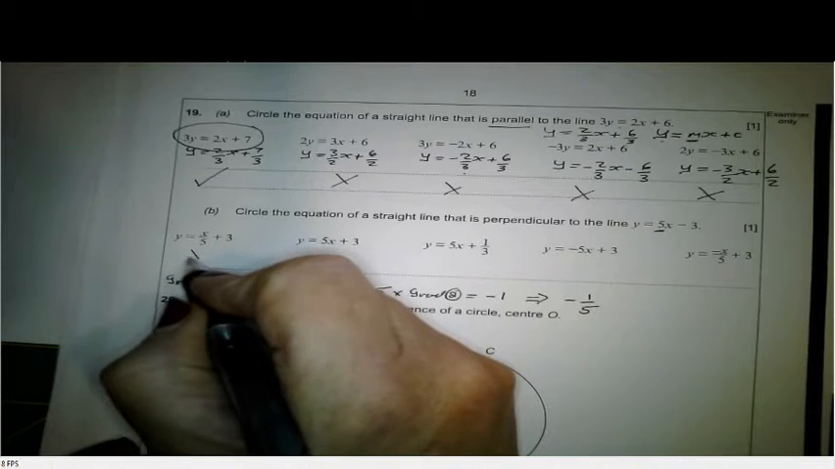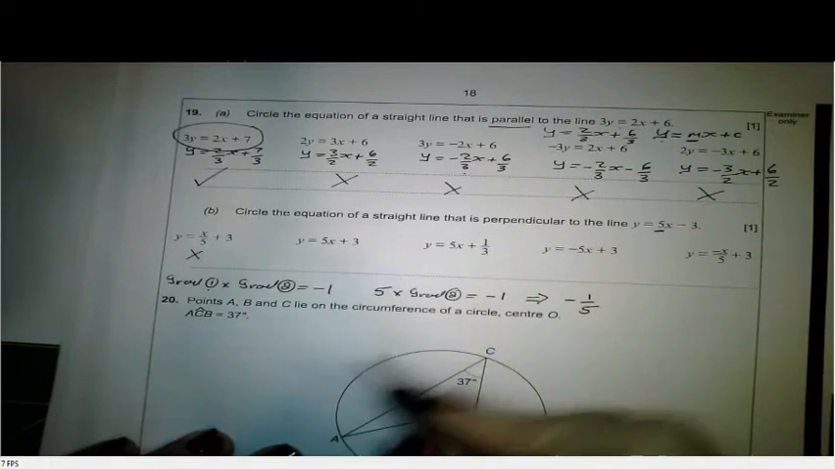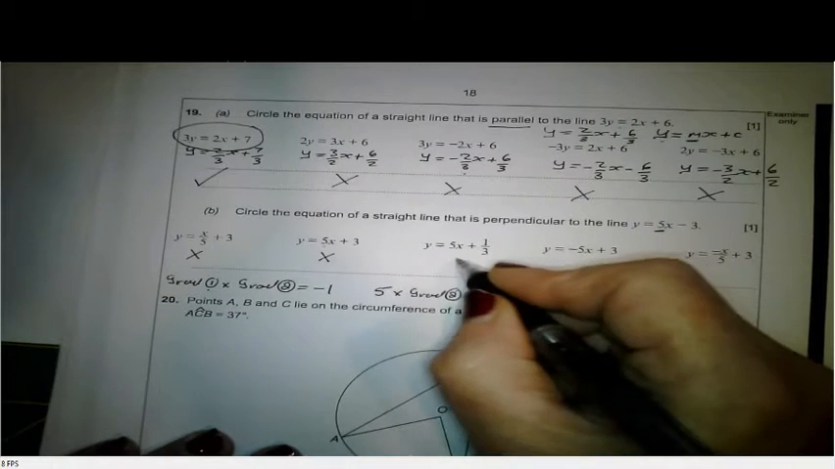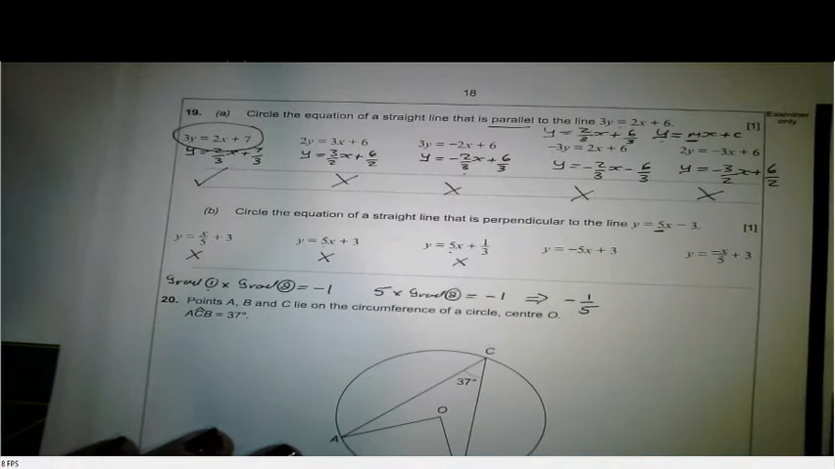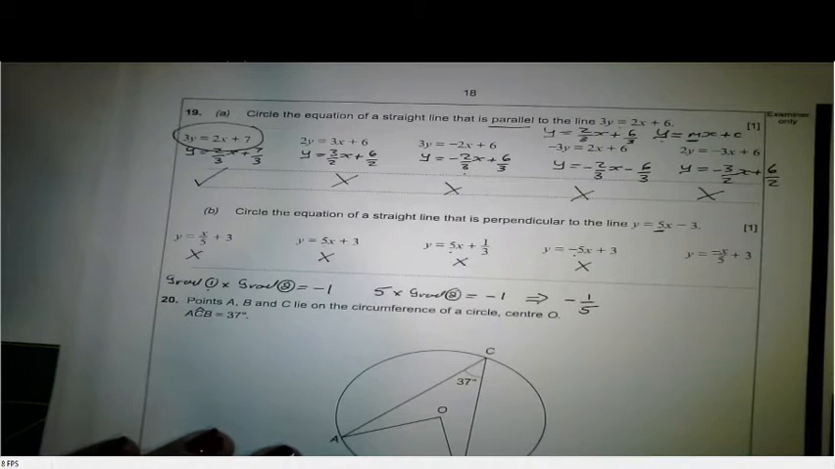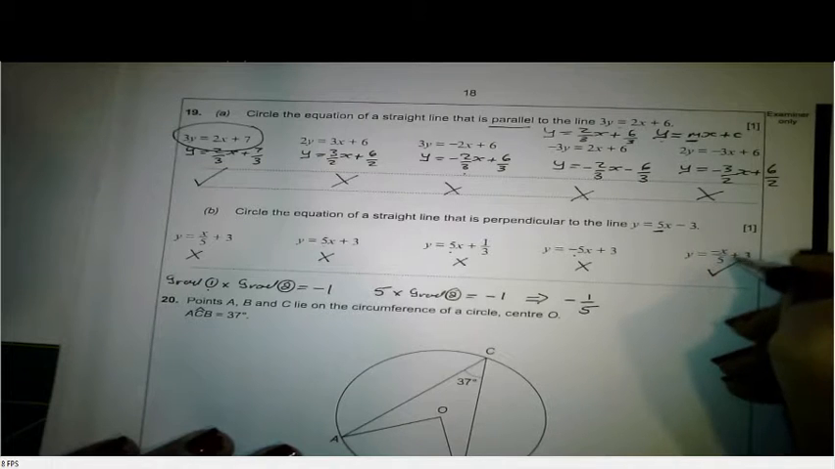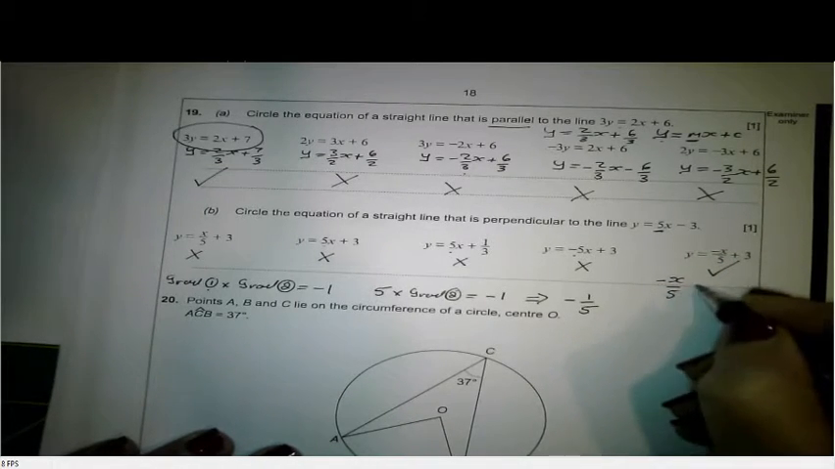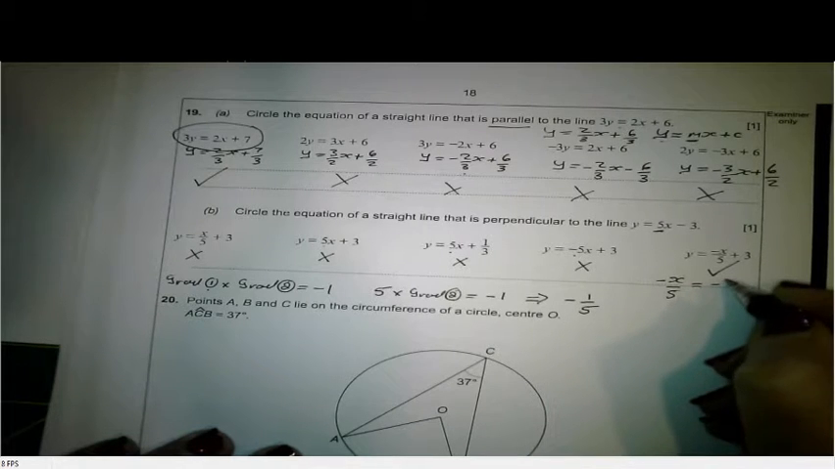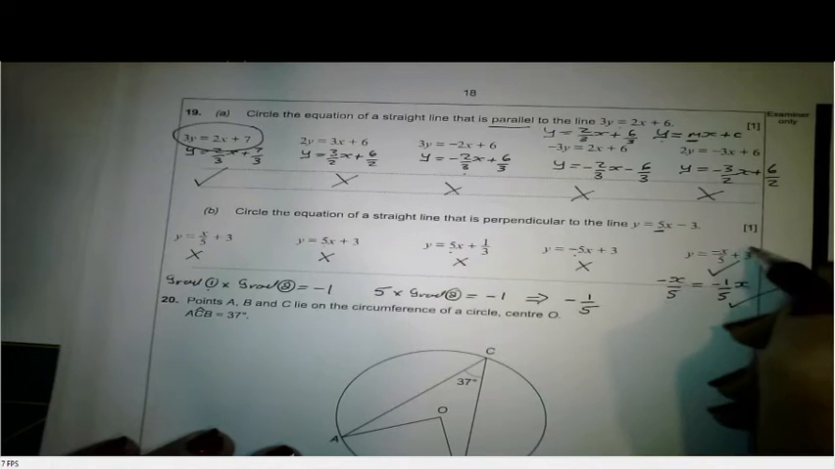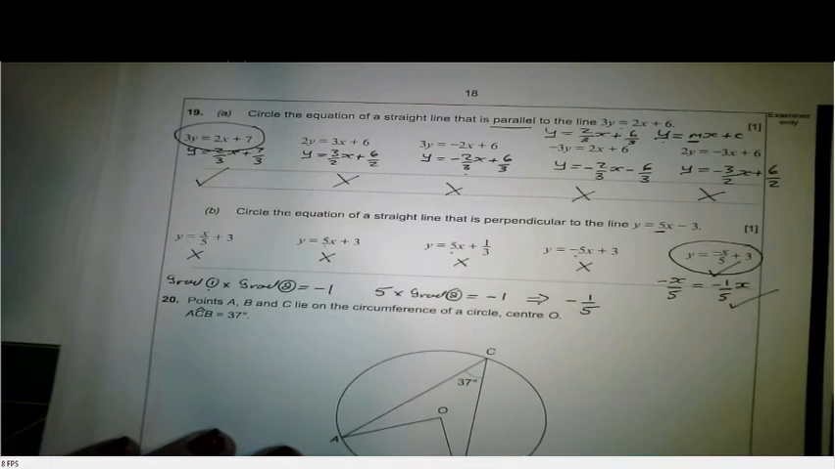Not that one, because that gradient is 1 over 5. Not that one, because the gradient is 5. Not that one, because again the gradient is 5. It's not that one, because the gradient is minus 5. It is that one, because even though it's written as minus x over 5, it can be easily written as minus 1 over 5 multiplied by x. So the gradient there is minus 1 over 5, which is the equation we're looking for.